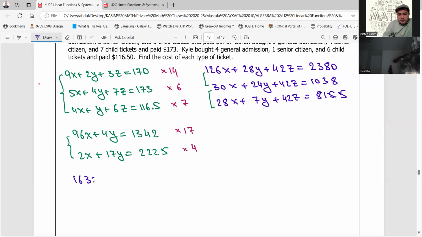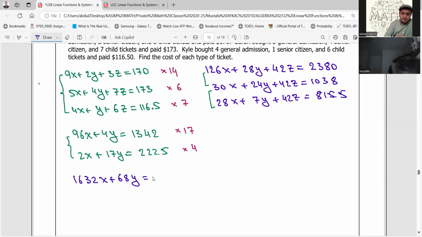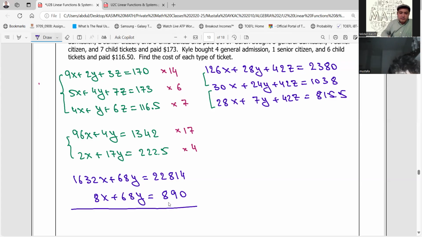1,632x plus 68y equals 22,814. The second one multiplied by 4 is 8x plus 68y equals 890. So now we subtract and divide, right?